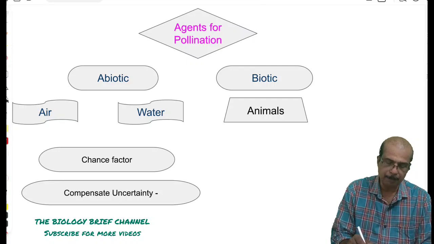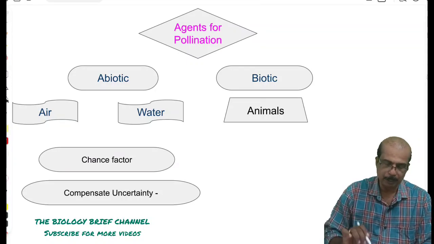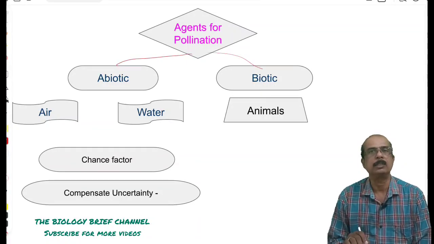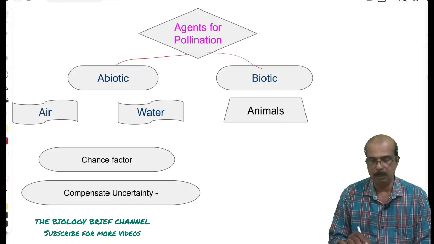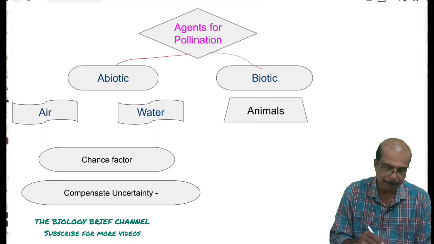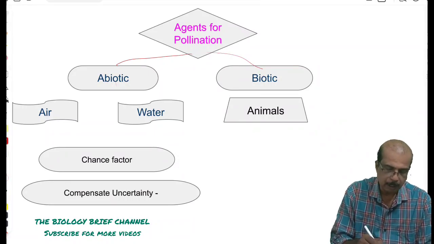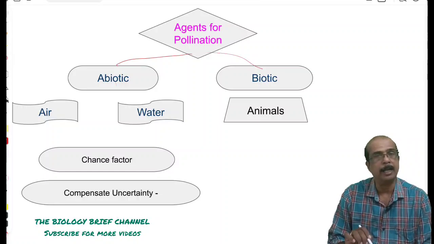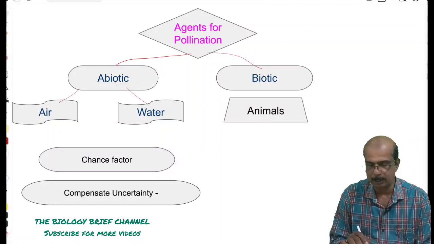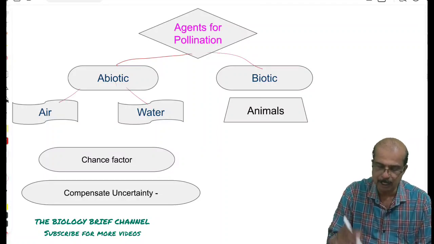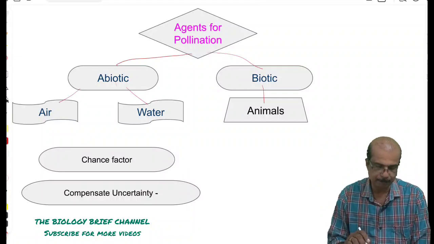The agents can be divided broadly into two: abiotic and biotic. Abiotic means non-living, biotic means living. Which are the abiotic pollinating agents? Air and water. Biotic pollinating agents are different animals.